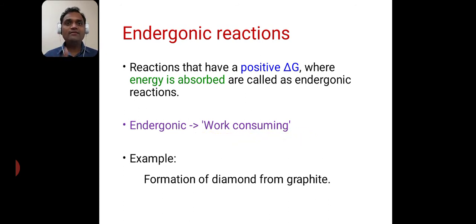Remember the word, it is endergonic, not endothermic. So don't confuse these with exothermic and endothermic. These two are endergonic and exergonic reactions. Okay, so here endergonic means work consuming. An example is the formation of diamond from graphite.